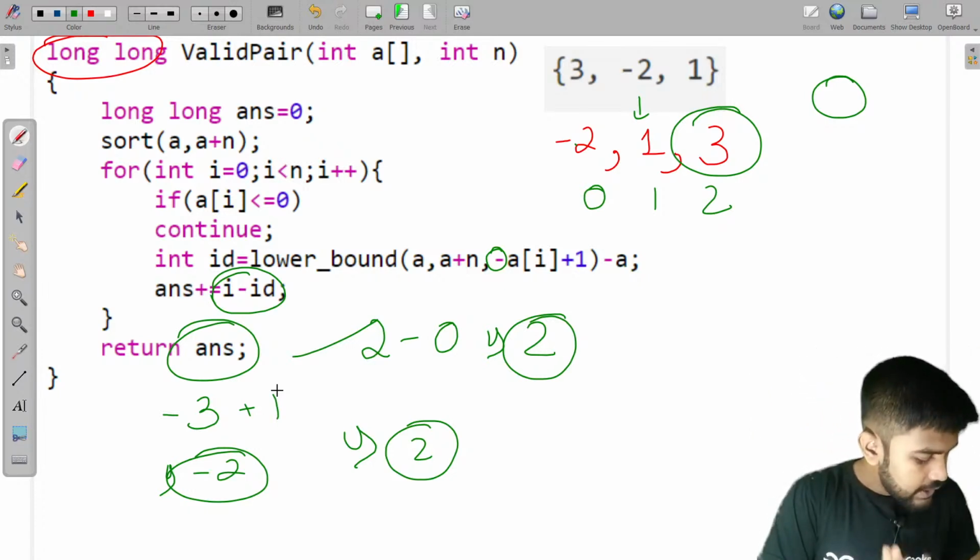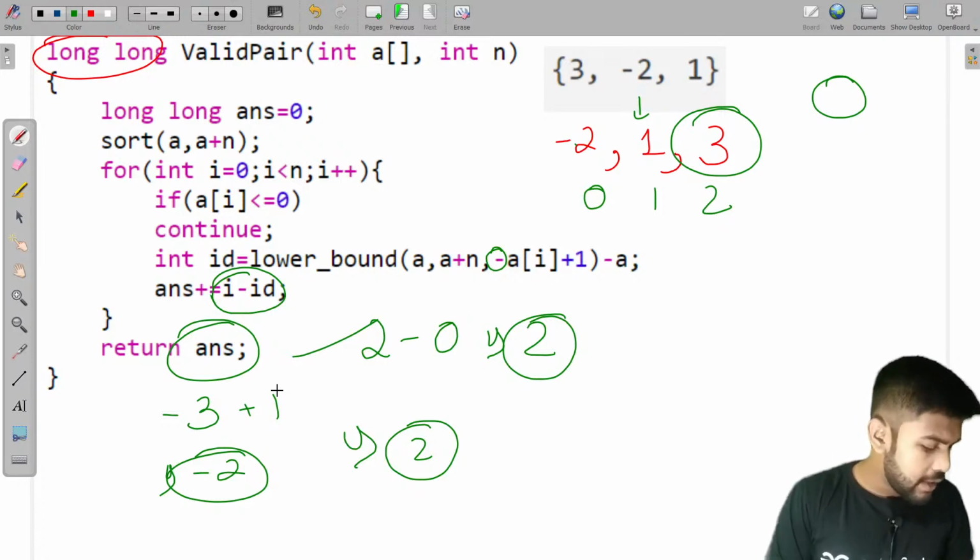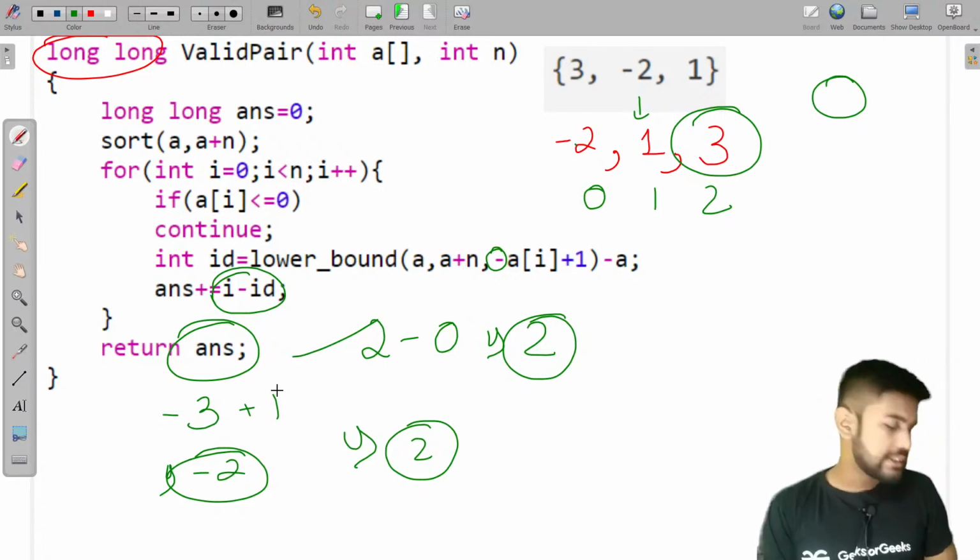Can I have a quick +1 that you have understood? For positive numbers, we can do n into n minus 1 by 2, where n is the last index, and add the total. Yeah, there are many ways to do this problem. There are two pointers approaches too.